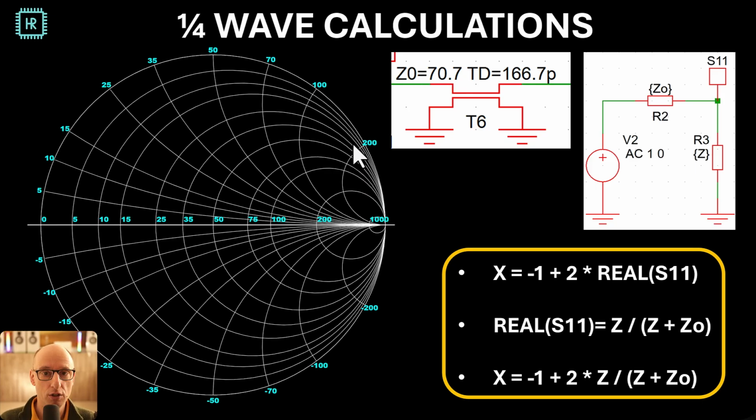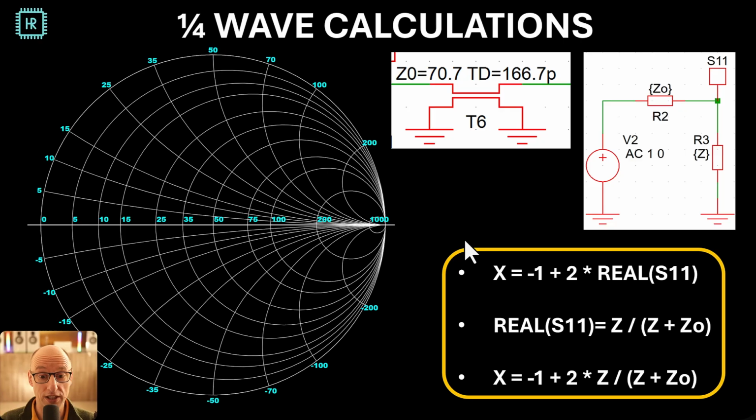So how do we do that? Well, I just showed you that you can calculate the x-coordinate with this formula, -1 plus 2 times the real value of S11. Now, what is the real value of S11? I've drawn it here. It's basically a voltage divider. So you have Z as a load and Z0 as a source impedance. So the real value of S11 is Z divided by Z plus Z0, as I drew here. Now you can fill this in and you get the full formula for calculating the x-coordinate.